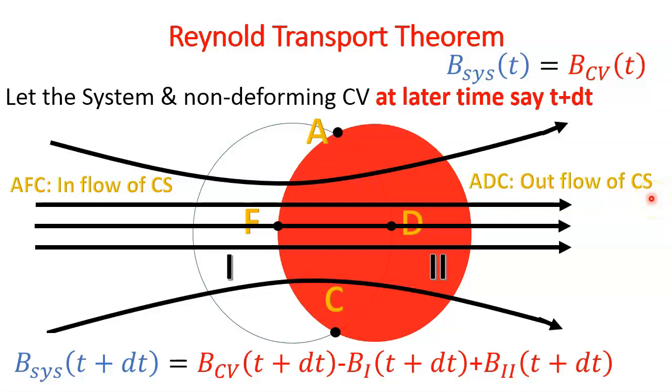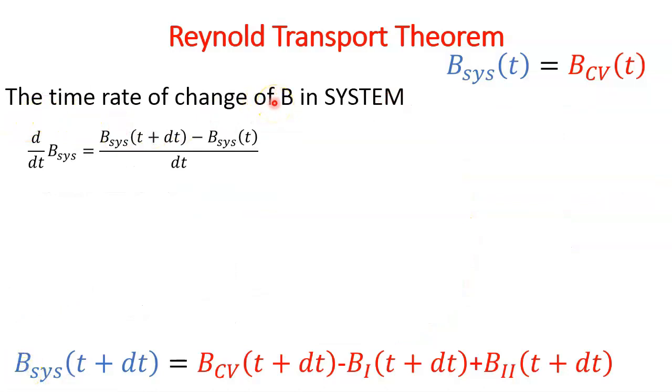Now we shall embed this into our equation. The time rate of change of B in the system, we shall write d/dt of B_sys, is equal to B_sys at t plus dt minus B_sys at t, upon dt. This is the basic definition of differentiation of a function, as we write the limit dt approaching 0 of f of t plus dt minus f of t upon dt. So that basic definition is coming from calculus.